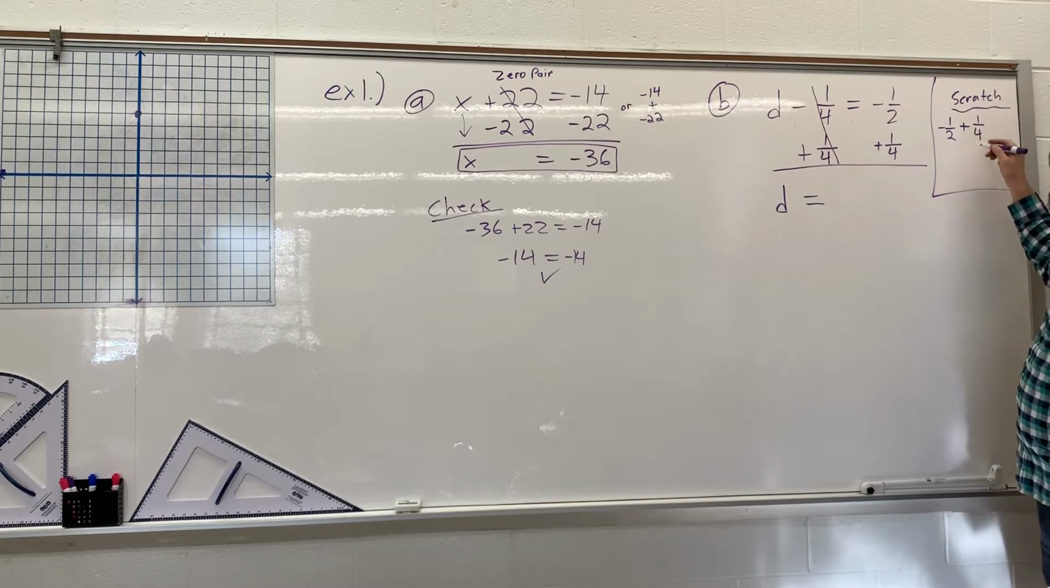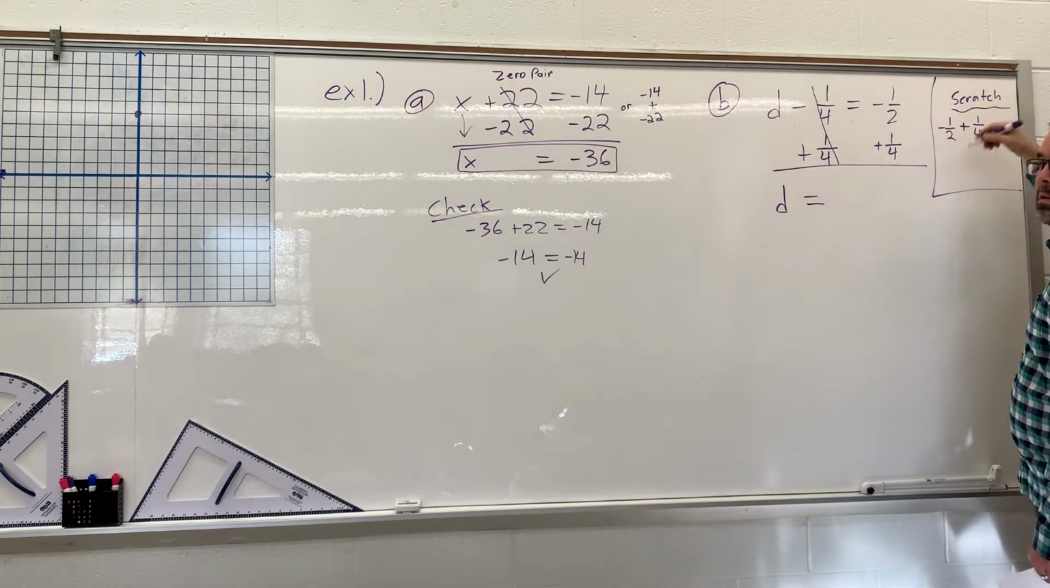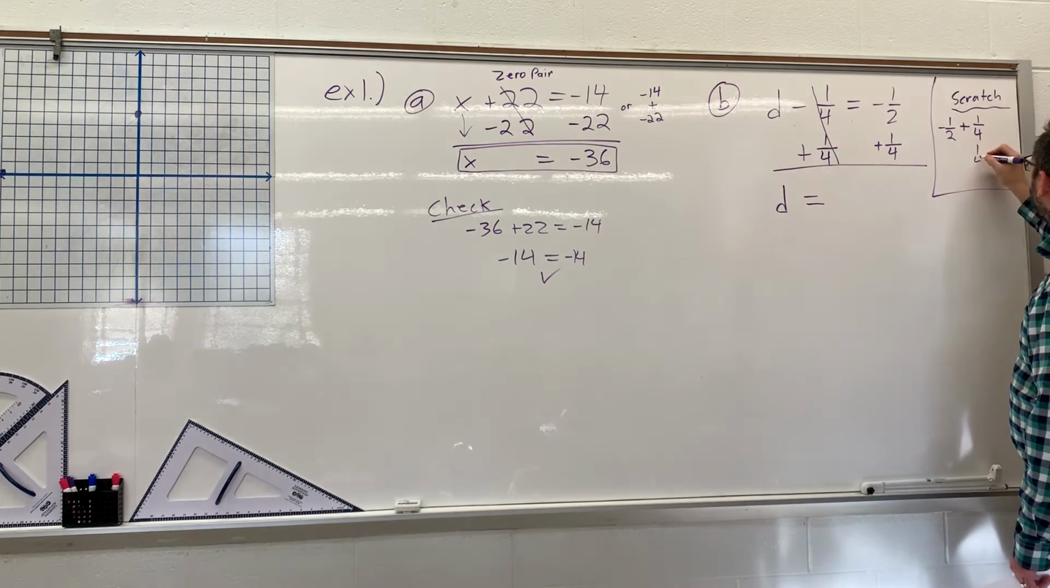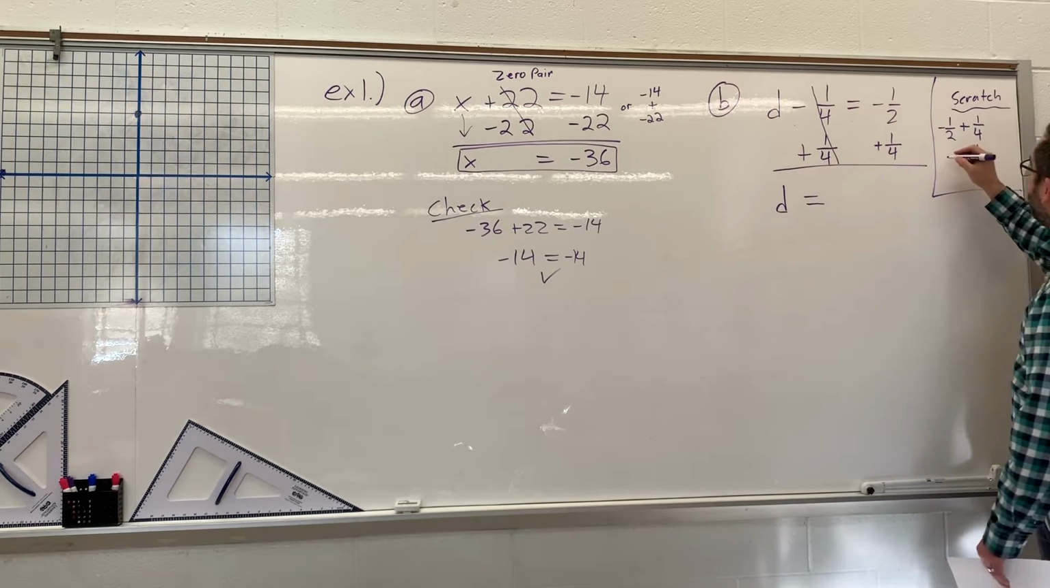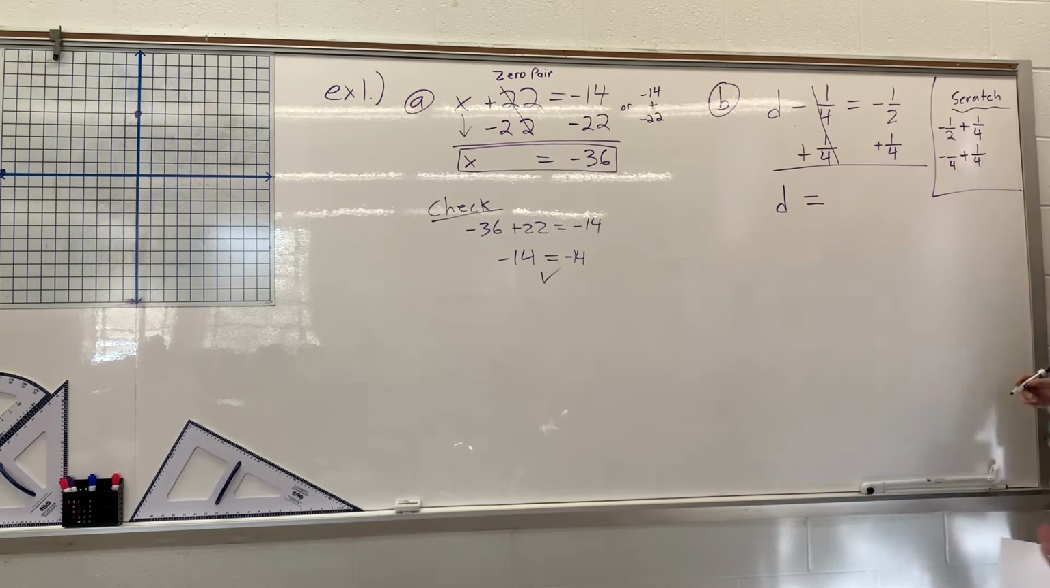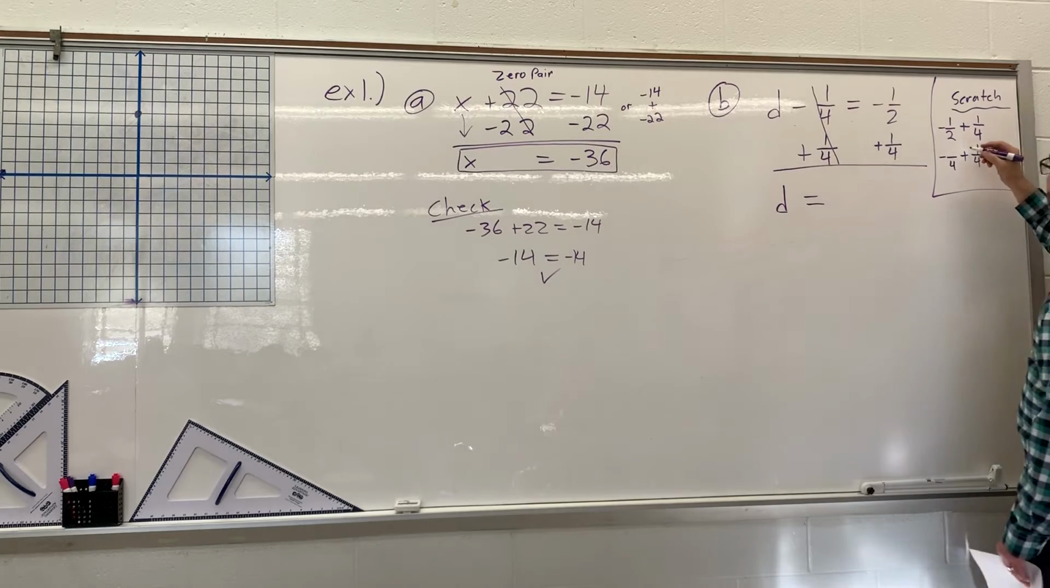All right, so I need to change both of these. Well, I need to change the first one. The second one can stay the same, 1/4. The 1/2 goes from -1/2 into negative how many fourths? 2/4. All right, so if I change 2 to 4, what happened? I multiplied by 2, right? So I have to multiply the numerator by 2. So 1 times 2 is 2.